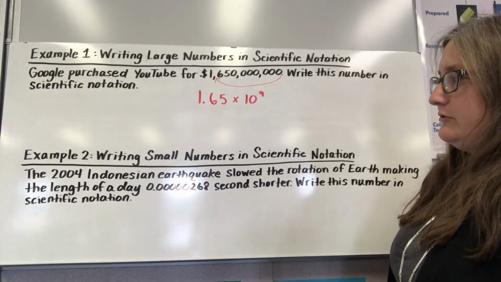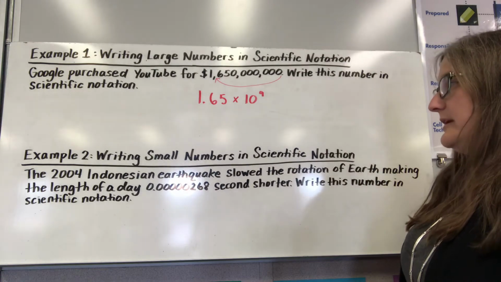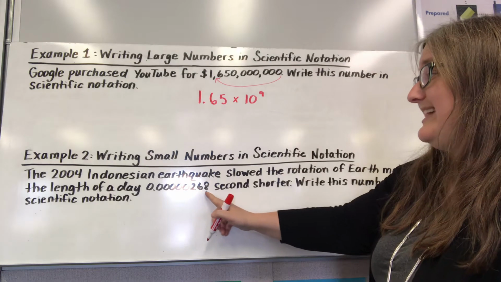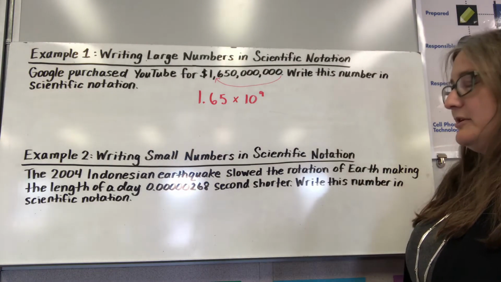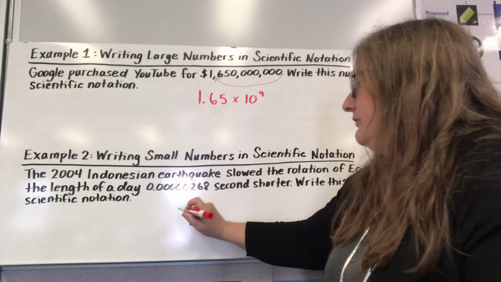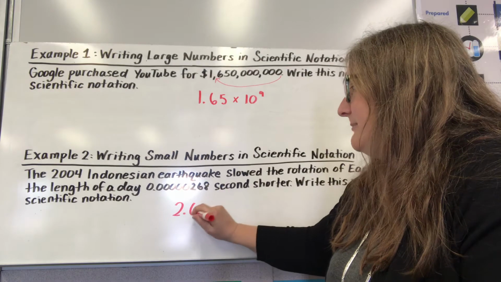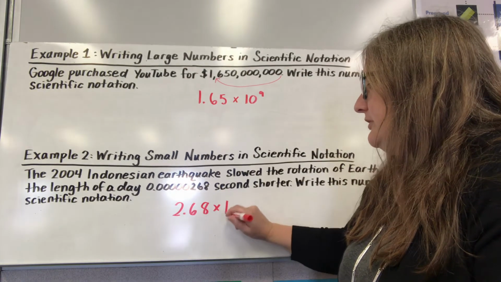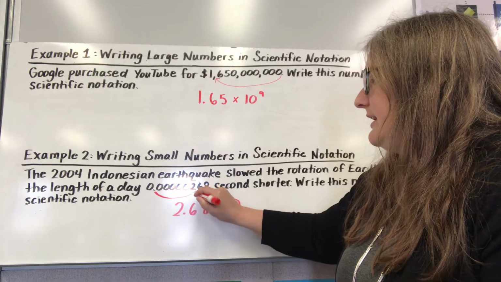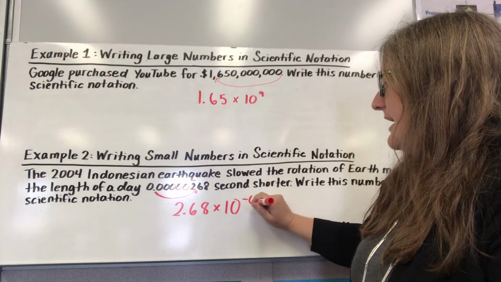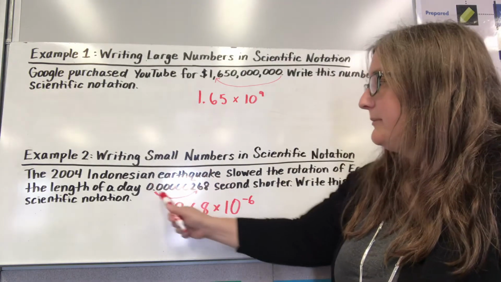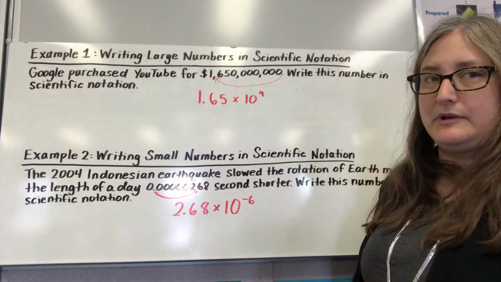The 2004 Indonesian earthquake slowed the rotation of the Earth, making the length of a day 0.0000268 seconds shorter. Write this number in scientific notation. Well, the first non-zero digit is a 2. So 2.68 is going to become my factor. My decimal is moving to the right, and to get from here to between the 2 and the 6, I'm moving it back 6 spots. Since I'm moving it to the right, it's going to have a negative exponent. Small numbers should have negative exponents.